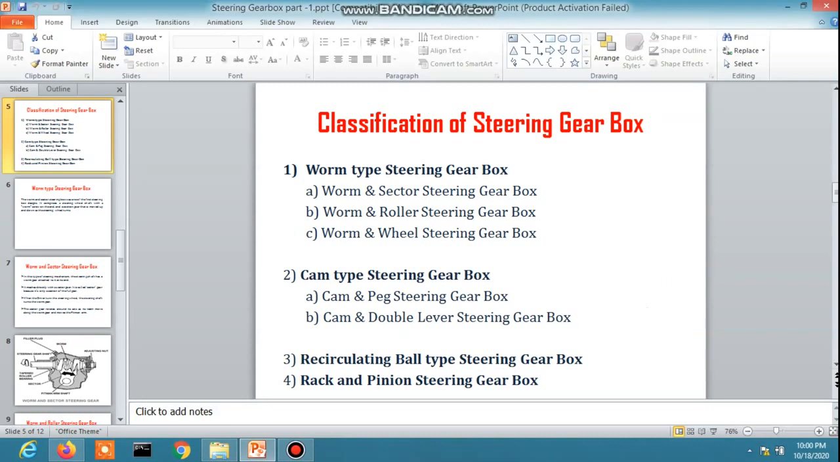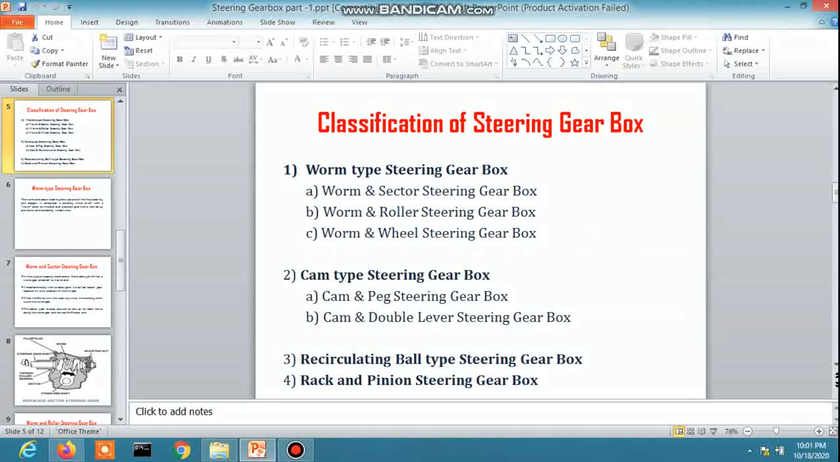First, worm and sector type steering gearbox. Basically, it is used in some cars like the earlier Austins or some small cars. Worm and roller type steering gears, some examples are Premier Padmini S1 or diesel cars, CJ series Jeeps, etc. And worm and wheel type steering gearbox is used in some other cars.